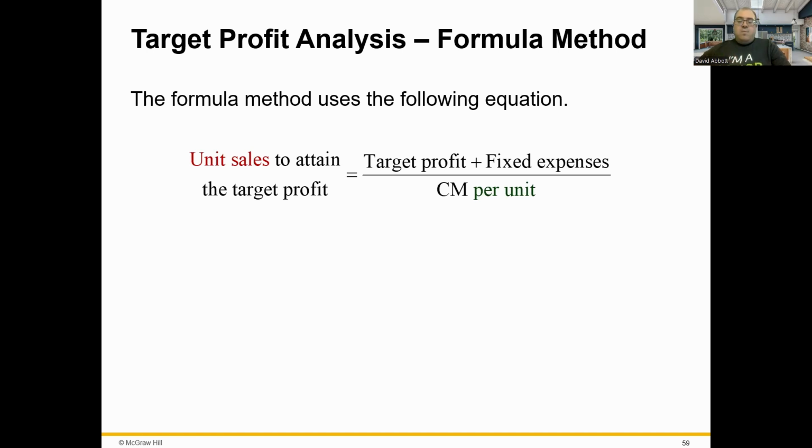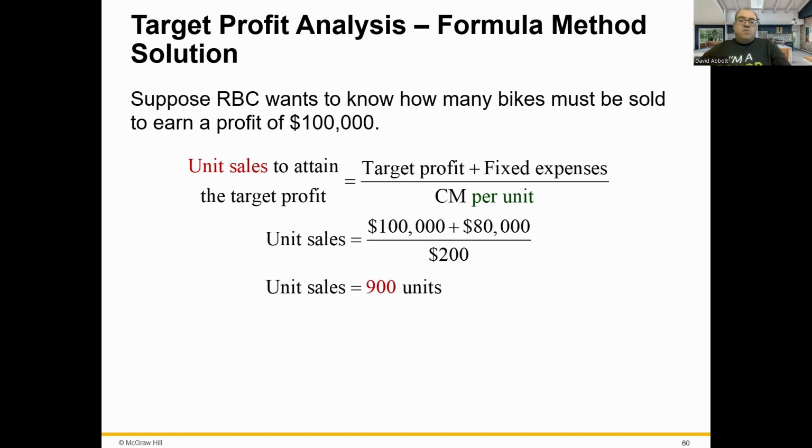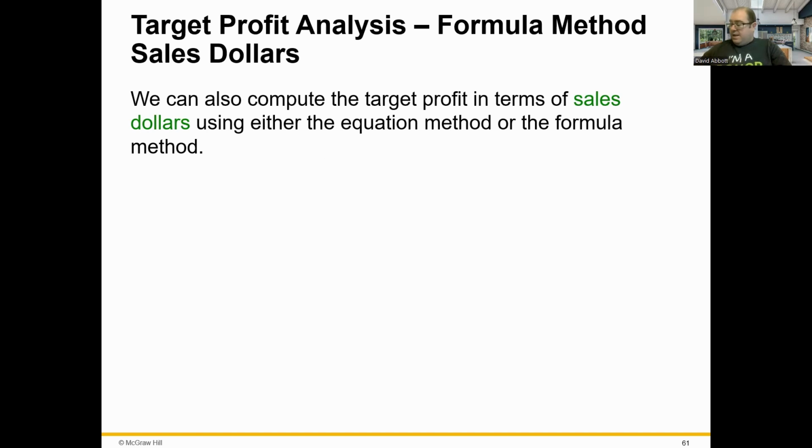And so you take your target profit plus your fixed expenses divided by the contribution margin per unit. Because again, we're trying to solve for how many units we'd have to sell. So we have 100,000 plus 80,000, so 180,000 divided by 200, which is the contribution margin per unit, gives us the 900 units. So either way gets you the same answer. Just do whatever makes the most sense to you to calculate that.